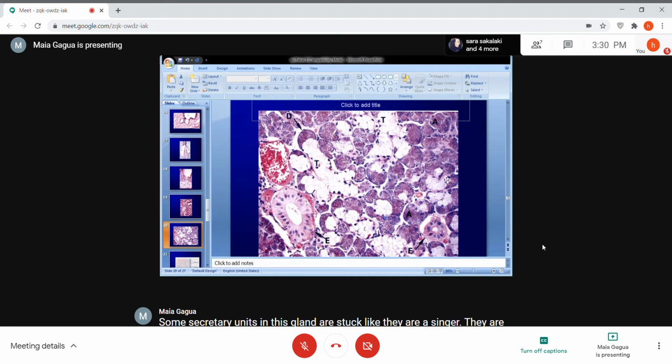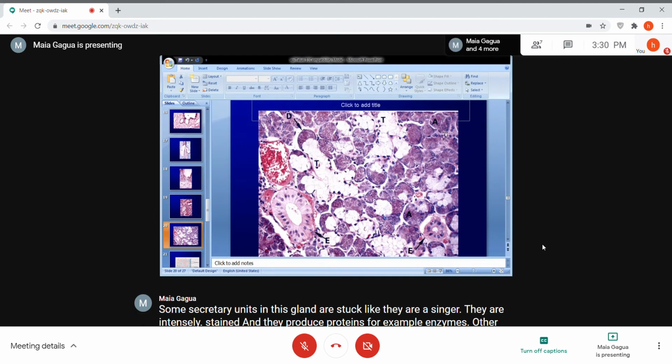So, in this gland, you can observe both acinar and tubular secretory units. They have different staining properties. That's why you can easily distinguish them from each other. Acinar secretory units are intensely, darkly stained, and the tubular secretory units are lightly stained. They secrete different substances. Acinar produce proteins, and they are called serous cells, and tubular produce mucins, and they are called mucous cells.